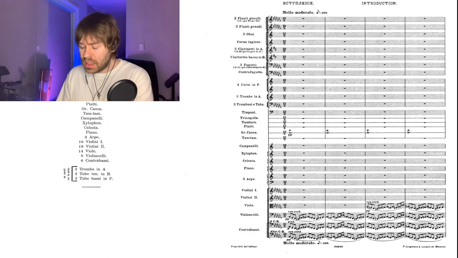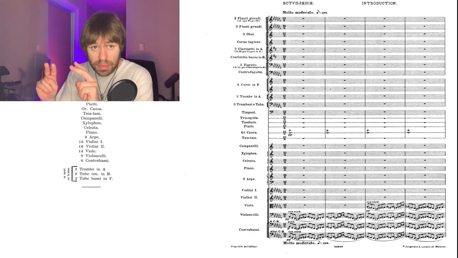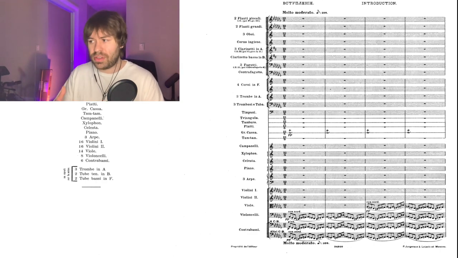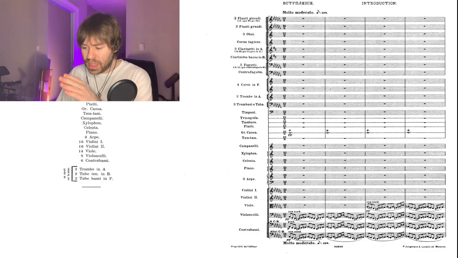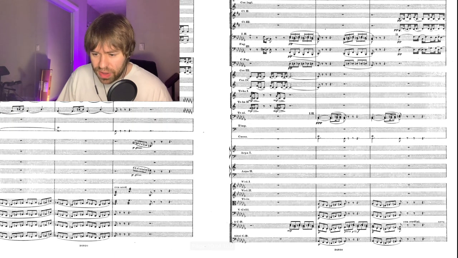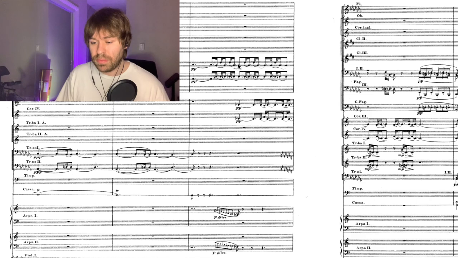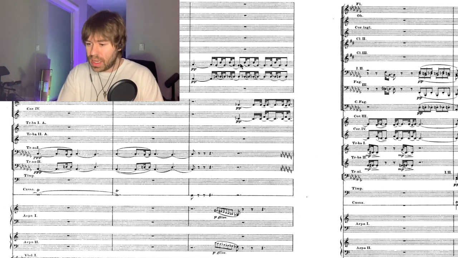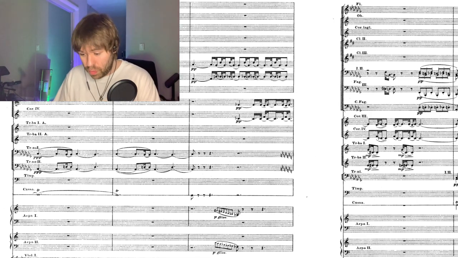Because we have this, it's not really a sonata form, because there's no exposition, there's not really a ton of development, so to say, in the introduction. There's not a whole section, but we have the opening theme stated, and then that kind of goes on.